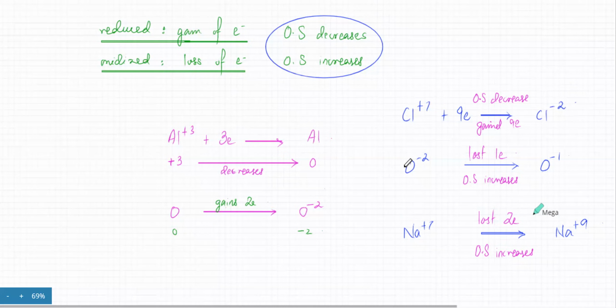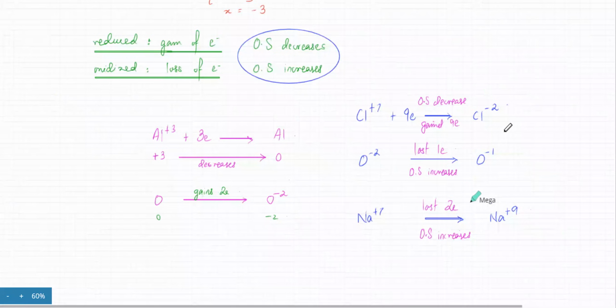Okay? So make sure, this thing is very obvious. You're familiar with this. Oxygen gaining 2 electrons to form -2. That's very obvious. This thing is not that obvious. It's Na+7 turning into Na+9. This could be confusing. So just focus on that. If oxidation state is increasing, if it's becoming more positive, then that means it's losing electrons. -2 to -1, it's becoming more positive. That means it lost electrons. Vice versa, if oxidation state decreases, it becomes more negative. That means it's gaining electrons. Okay, is this clear?